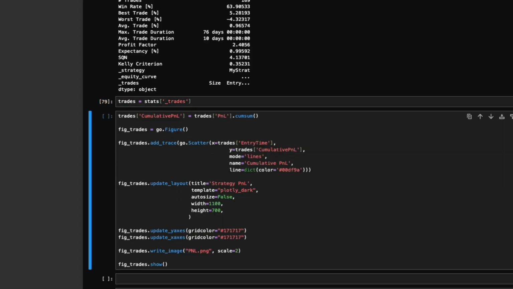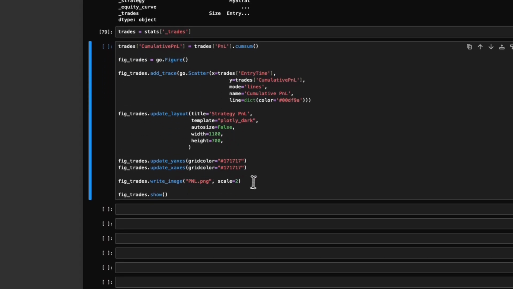So that's that. And then the cumulative P&L basically takes the P&L column from within that trades stats there and creates a cumulative sum of the value so that you can have a look at what it would look like.